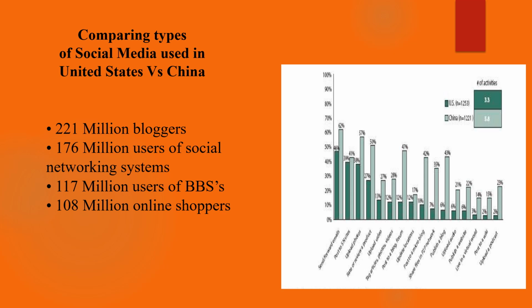Comparing types of social media use in United States versus China. There are 221 million bloggers, 176 million users of social networking system, 117 million users of BBS, 108 million online shoppers.